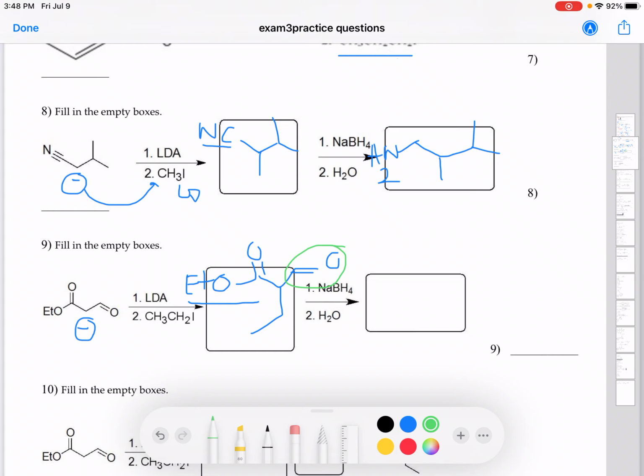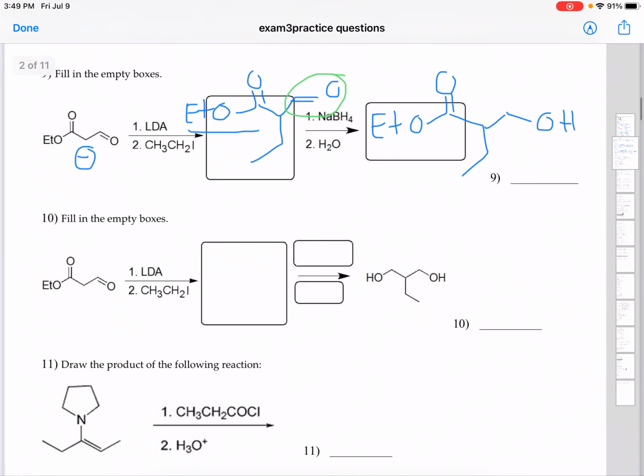Remember, sodium borohydride is a milder reducing agent. It would not reduce the ester group, but it will only reduce the aldehyde. Aldehyde will reduce to give you a primary alcohol. So your product would be, therefore, ethyl group, oxygen. Your ester group will remain intact, nothing will happen, but the aldehyde will become a primary alcohol. Okay, so the next question also similar to this one.